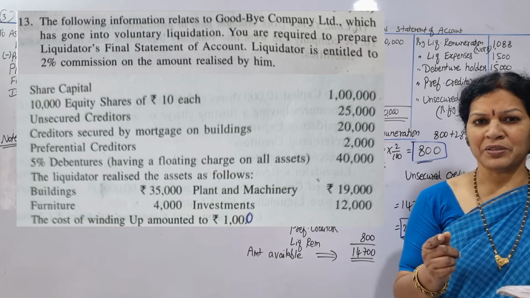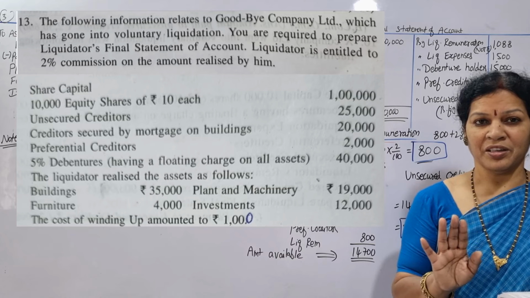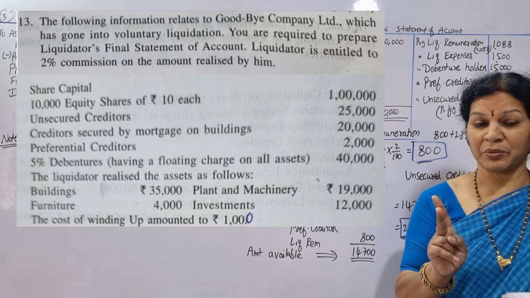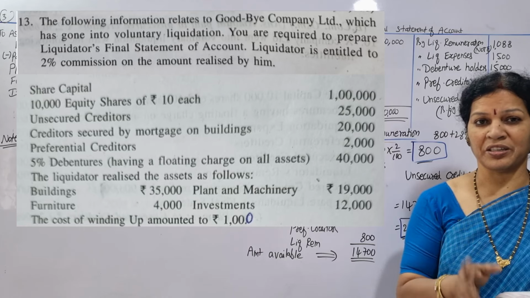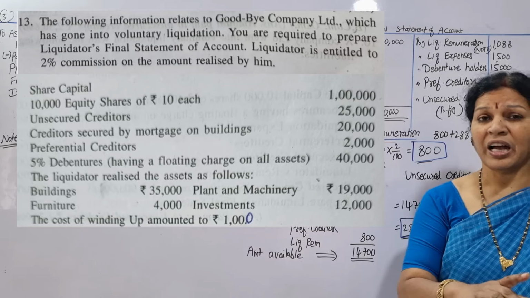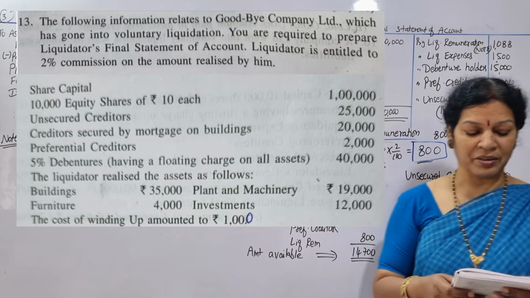2% or 1% on unsecured creditors are not given. Generally, liquidator commission will be two types of commission. One is amount realized and second one is unsecured creditors. Unsecured creditors are not given here. Only one commission, that is 2% on the amount realized by the liquidator. Remember this point. And what else is given?